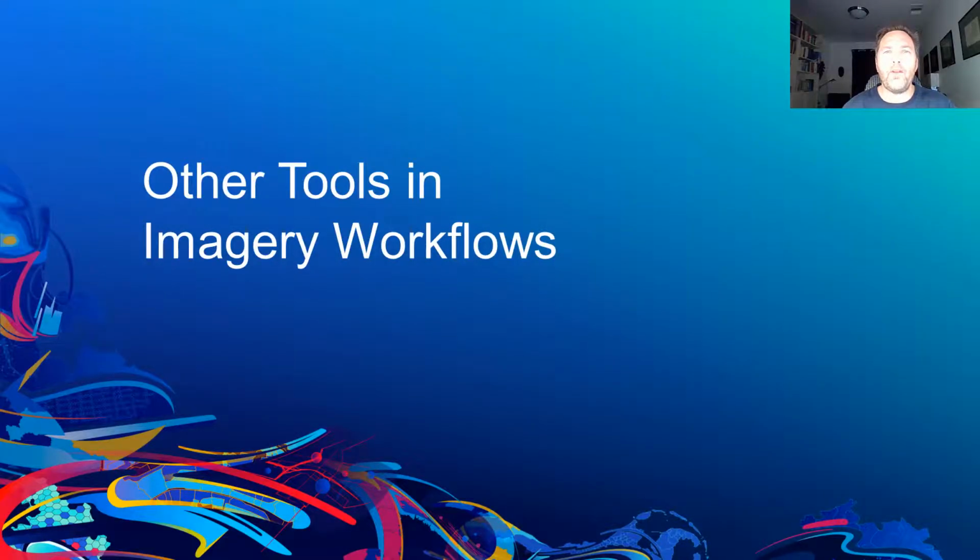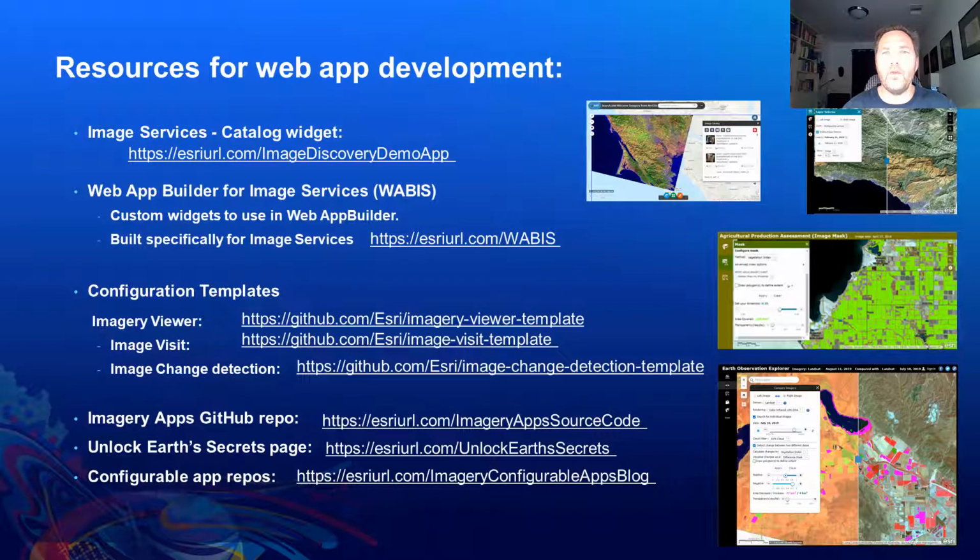The Imagery Workflows website also provides links to a range of tools to aid in the development of web applications. This includes Image Services Catalog widget that enables a search and discovery experience across multiple image services and can also enable the creation of carts to provide references to images that can be used for clip, zip, and ship type applications. WABIS, which is a set of imagery widgets for Web Application Builder.